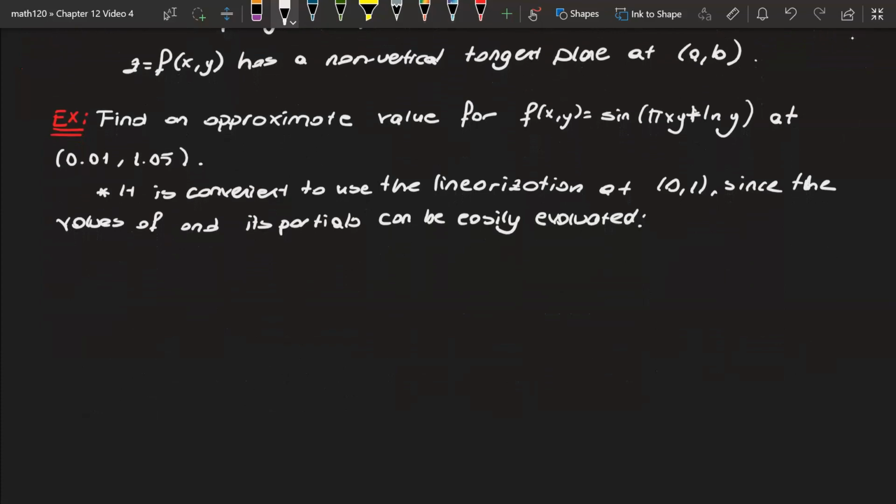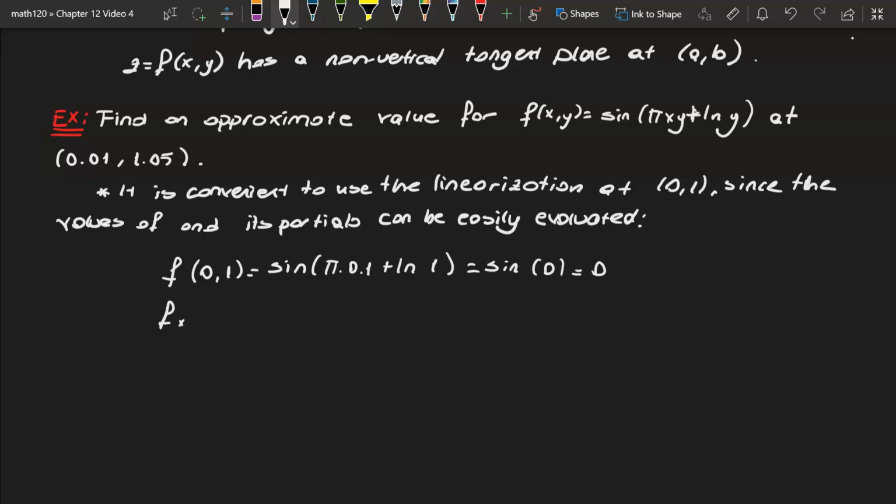Let us evaluate the function at (0, 1). At (0, 1), we have sine of pi times 0 times 1 plus ln 1. Here we got sine 0, which is 0. The value of the function at (0, 1) is 0.